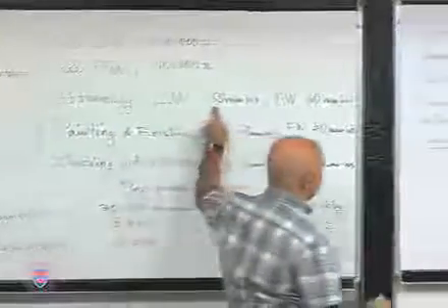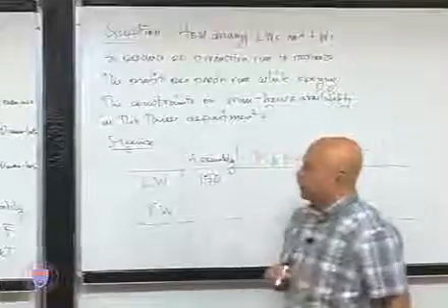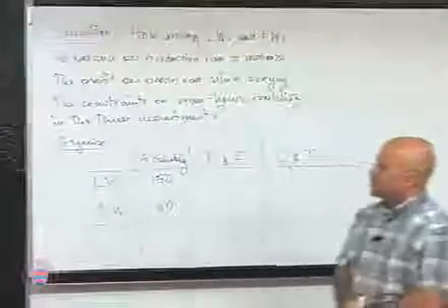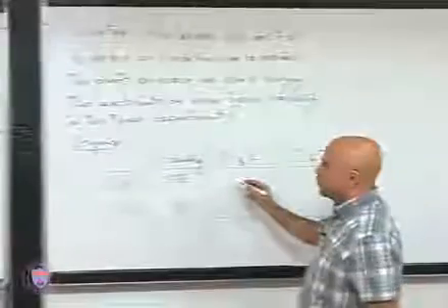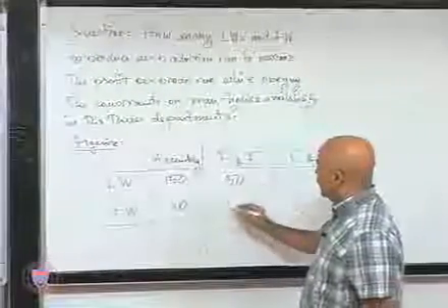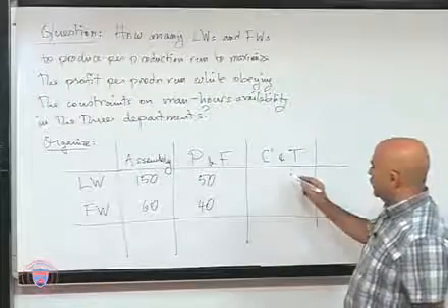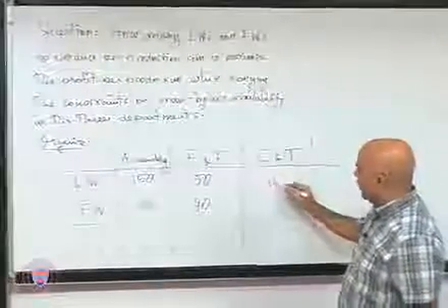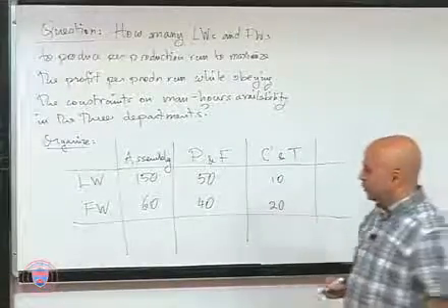So Volkswagen, 150 man-hours in the assembly. So let's just put 150 man-hours here. And the other one, Volkswagen, you spent 60 man-hours per car in the assembly department. Similarly, in the painting and finishing department, you've got 50 and 40. And in the checking out and testing division, you've got 10 and 20. These are all man-hour type of units. Okay?